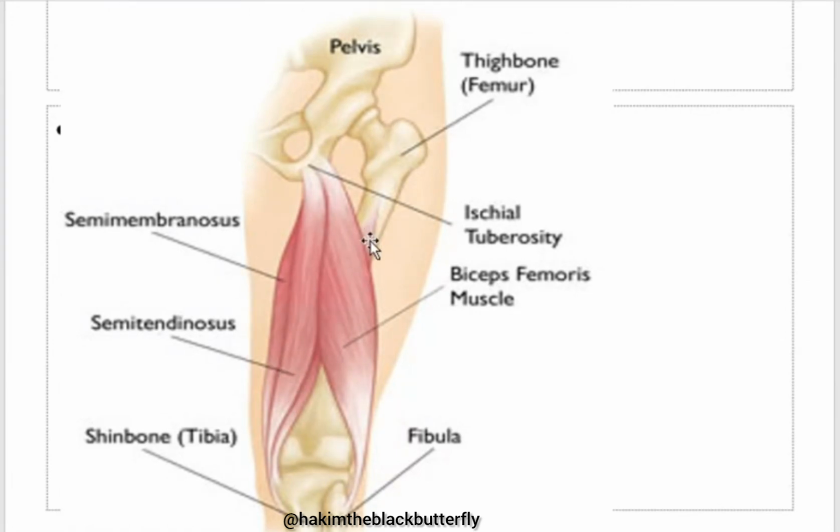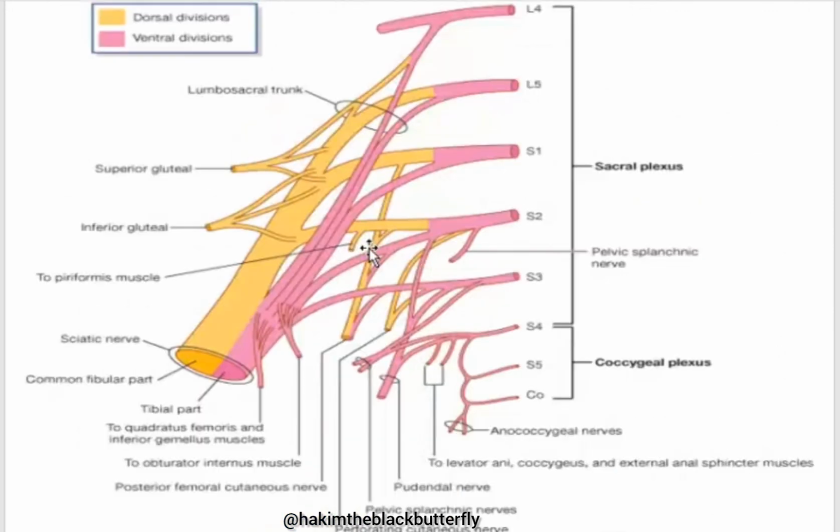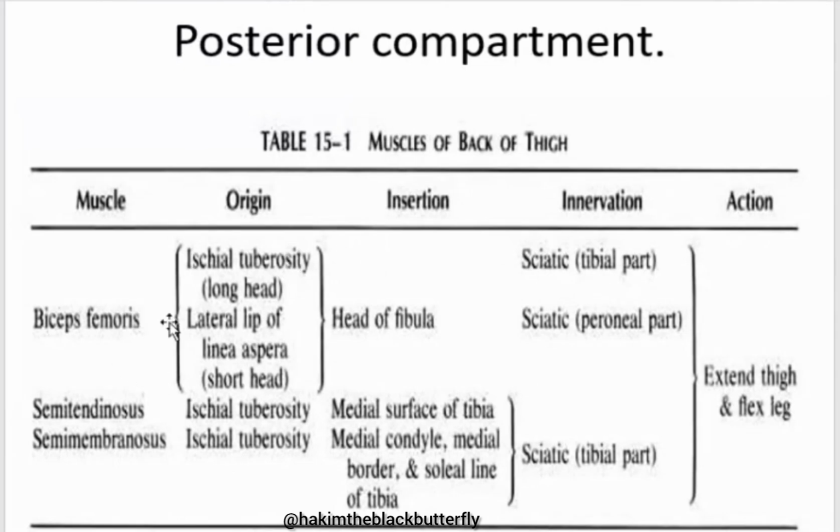The short head does not originate from the ischial tuberosity, it originates from the posterior aspect of the femur. And you see that ridge from where it originates, the linea aspera. So when they talk about the muscles of the posterior compartment of the thigh, these are the muscles.